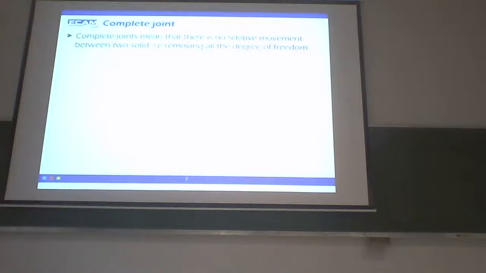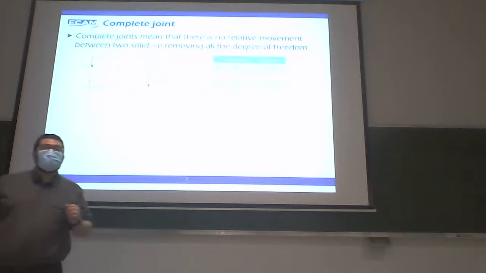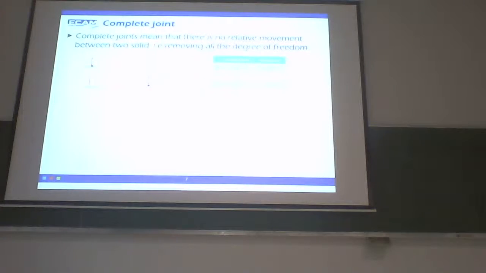So first, a complete joint. For a complete joint, you remove all the degrees of freedom. Reminder of the previous lesson. The symbol of the kinematic diagram of a complete joint is just a connection between the links. Zero translation, zero rotation. Okay?